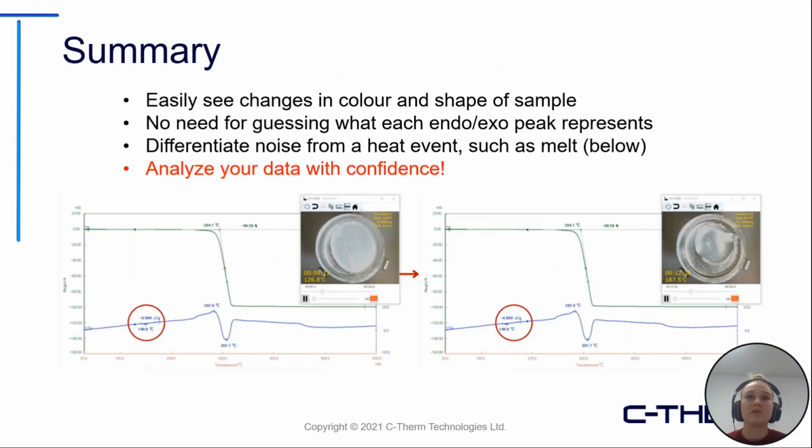So that is kind of the bulk of the presentation I have for today. Just to summarize, sample observation makes it really easy to see changes in color and shape of the sample. There's no need to guess what's happening at each peak, endothermic and exothermic peak. And a really big one is you can differentiate noise from heat events.